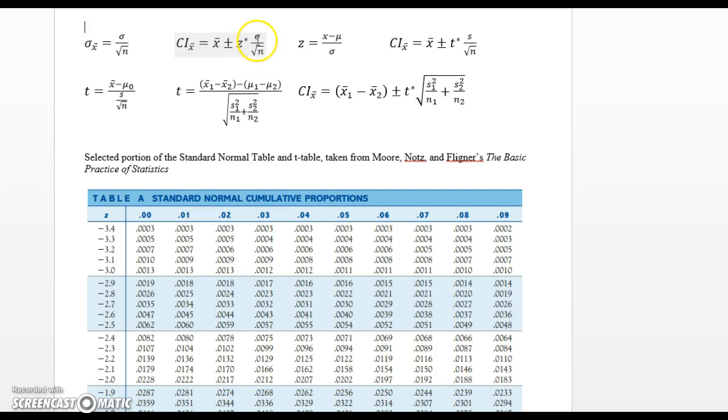2 times what number gives us 10? This number has to be 5. So the standard deviation of sample means is 5.